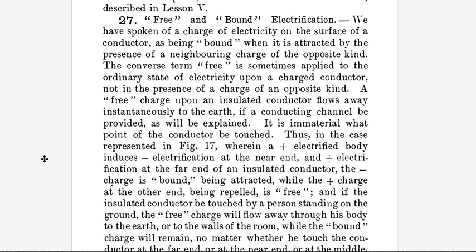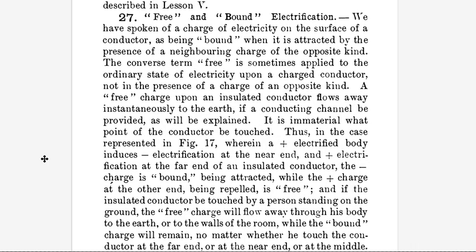27. Free and bound electrification. We have spoken of a charge of electricity on the surface of a conductor as being bound when it is attracted by the presence of a neighboring charge of the opposite kind. The converse term, free, is sometimes applied to the ordinary state of electricity upon a charged conductor, not in the presence of a charge of an opposite kind. A free charge upon an insulated conductor flows away instantaneously to the earth, if a conducting channel be provided, as will be explained. It is immaterial what point of the conductor be touched.